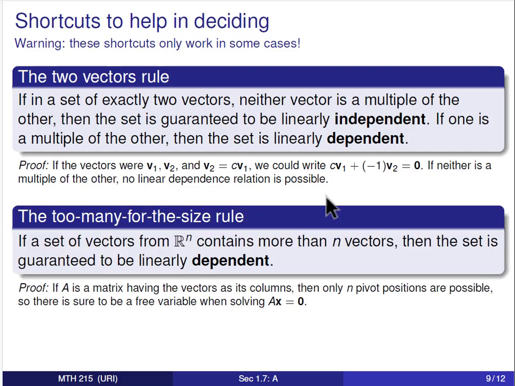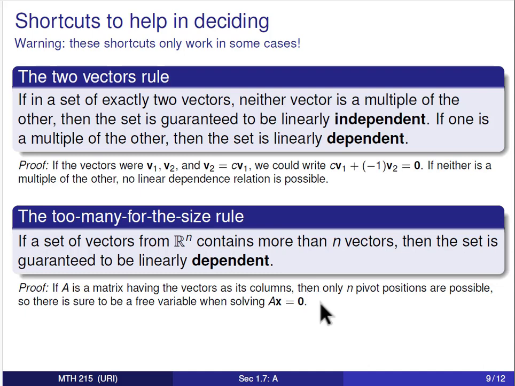Okay, now, finally there's the too-many-for-the-size rule. If a set of vectors from Rn contains more than n vectors, then the set is guaranteed to be linearly dependent. Now notice that n tells us how many entries are in the vector, and if there are more vectors than there are entries in the vectors, then the set is guaranteed to be linearly dependent.